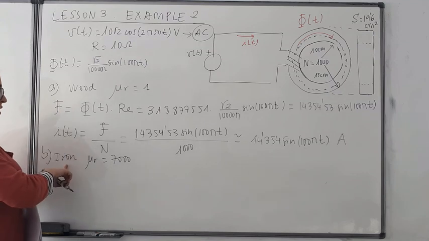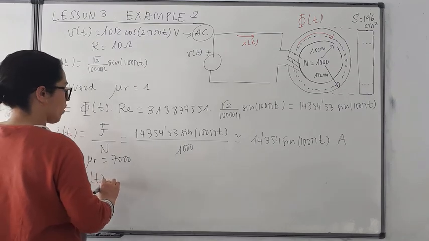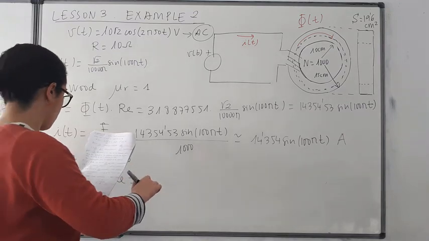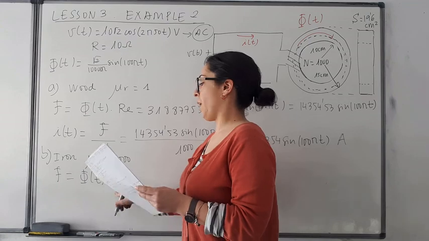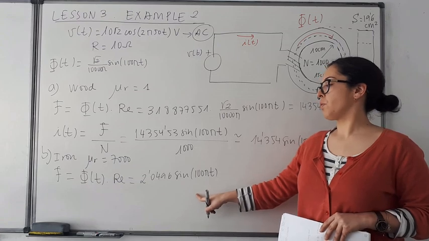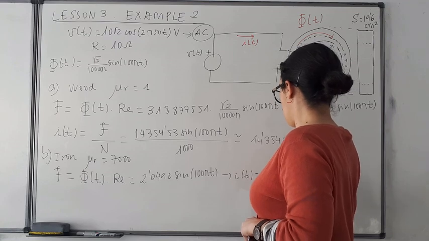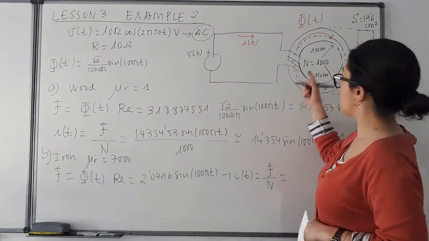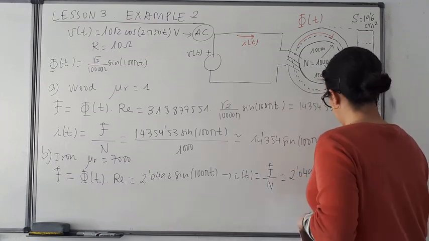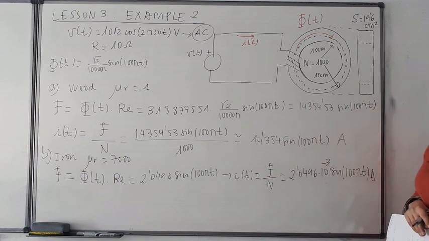When the magnetic core is made of iron, then the electromotive force is the same magnetic flux, but multiplied by another different reluctance. We have the reluctance from example 1. So the product of both will be this one. So that is the electromotive force. Now that you have the electromotive force, the current would be the electromotive force divided by the number of turns, so divided by 1000. So that is this current expressed in amps.